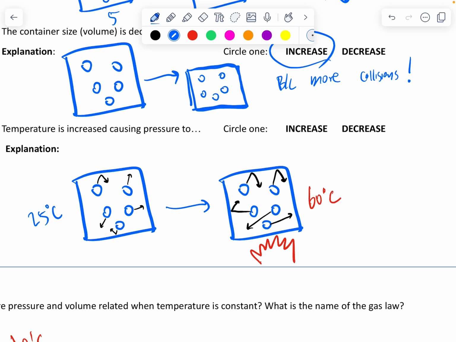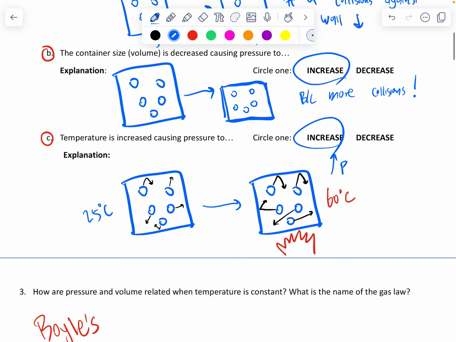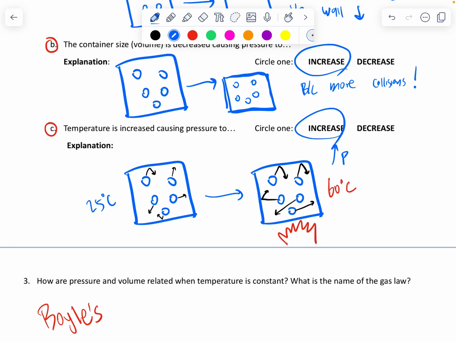Because these gas particles on the right side are moving at a much faster speed, they're going to have an easier time finding the walls. So it will increase the frequency of these gas particles hitting against the walls, right? Which will bring up the pressure. Boom. Okay. All right, that's number 2.